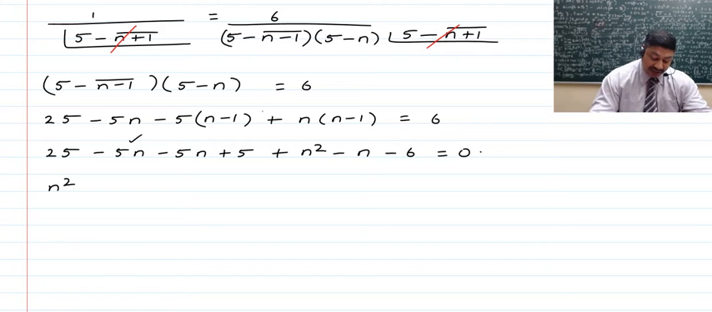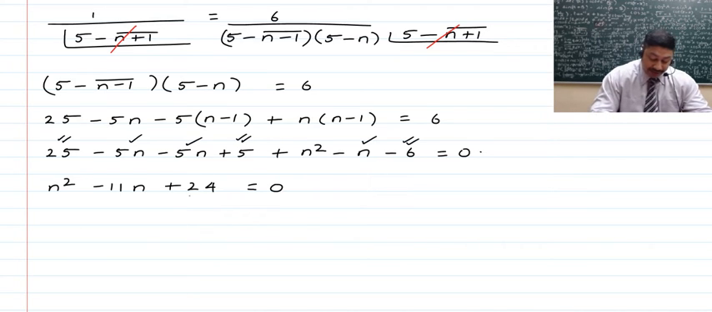We have minus 5n, that will become minus 10n, and minus n, which will become equal to minus 11n, and to that we will add the constant. So we now have 25 plus 5, which is 30, and 30 minus 6 will become equal to 24. So we have plus 24 here, which is equal to 0.